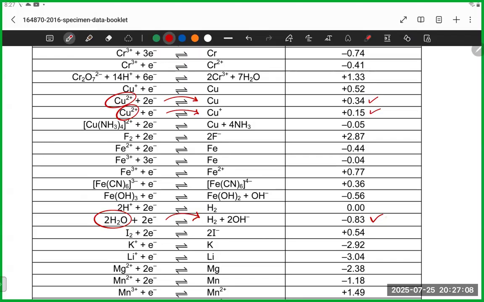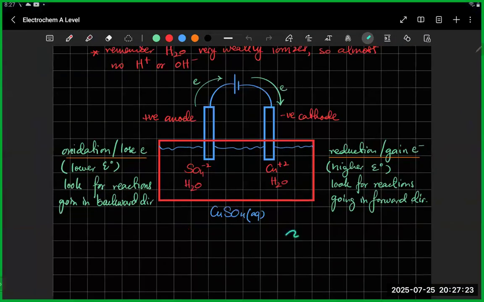I think it's this one, minus 0.83. The other one is 0.15 and the first one is 0.34. So that's the highest one. That has the greatest tendency to gain electrons, and I'm going to go for that. So out of all of these equations, it's copper plus 2 that ends up gaining electrons. And the E naught for this is 0.34 volts. Is this clear? Yes, sir.